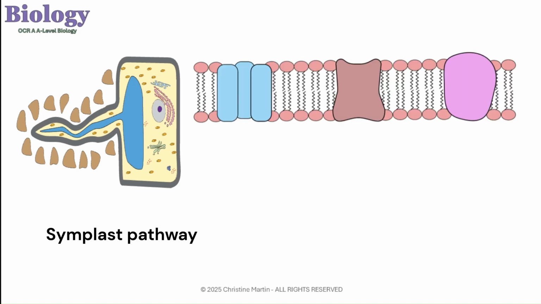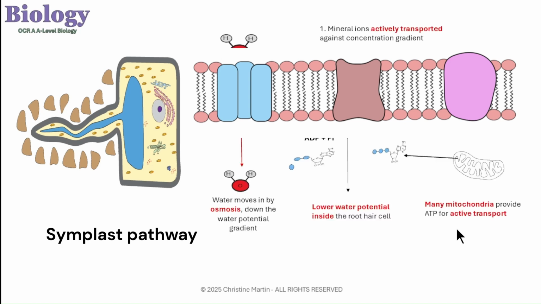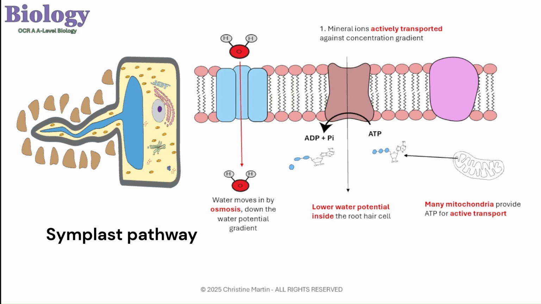Because mineral ions are charged and hydrophilic, they cannot diffuse directly through the phospholipid bilayer. Instead, they are moved into the root hair cells via active transport through carrier proteins, and it's against their concentration gradient. This accumulation of mineral ions in the cytoplasm increases the solute concentration and therefore lowers the water potential inside the cell. As a result, water from the soil enters the root hair cell by osmosis down the water potential gradient.